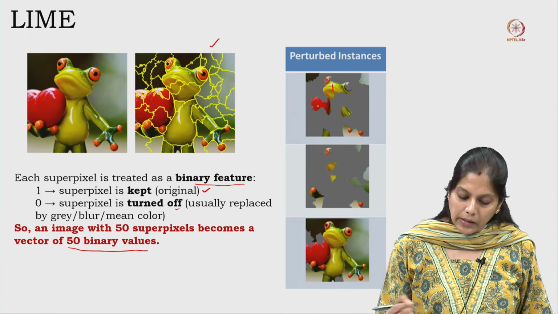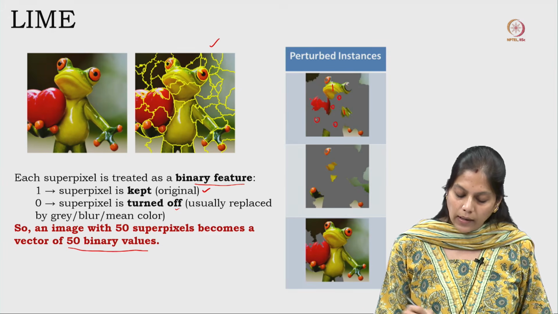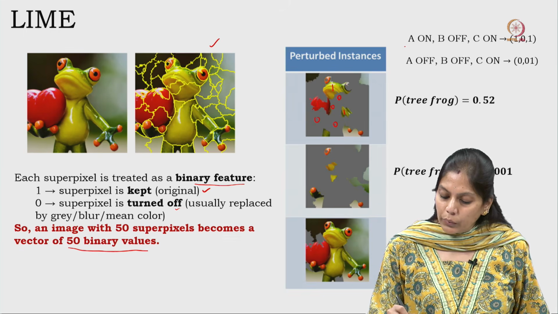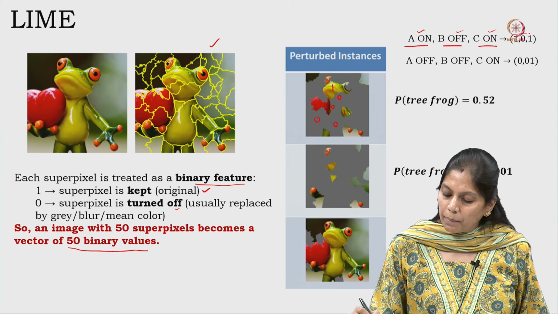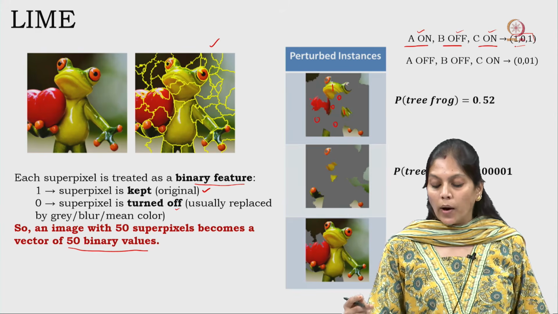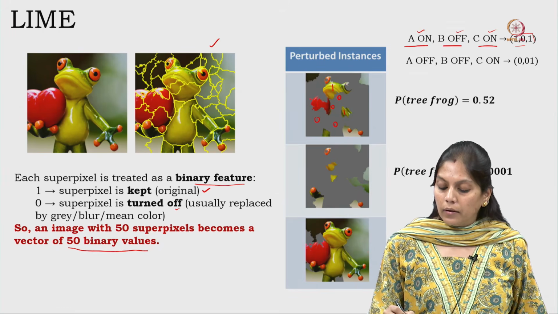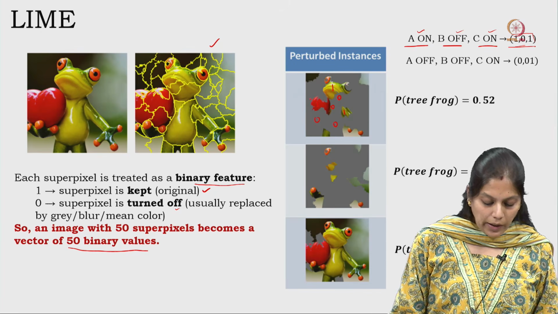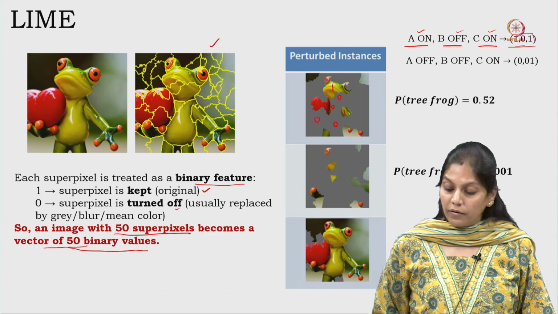You kept this superpixel value, and the ones you have not kept will all get 0. Ultimately, for the superpixels which are kept, if you see here, this is on, this is off, this is on, therefore you will represent it as 101. Why? Suppose the image is divided into 3, then the vector will be of length 3. If an image is divided into 50 superpixels, then the vector will be of length 50.